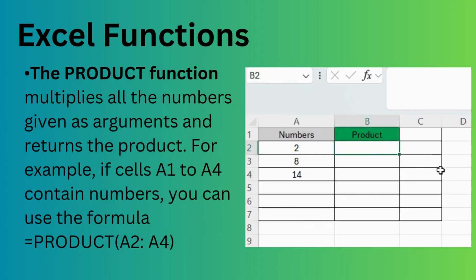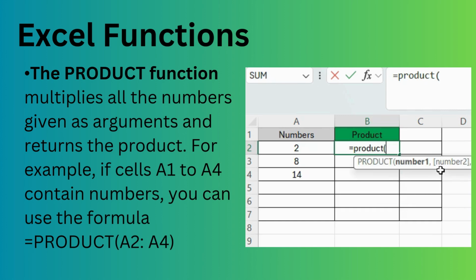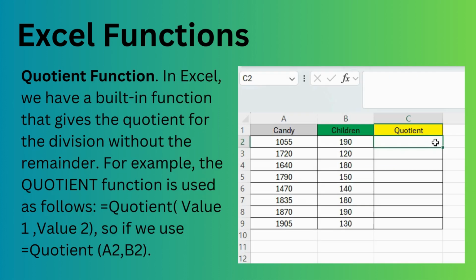The PRODUCT function multiplies all the numbers given as arguments and returns the product. For example, if cells A1 to A4 contain numbers, you can use the formula =PRODUCT(A2:A4). QUOTIENT function. In Excel, we have a built-in function that gives the quotient for the division without the remainder. For example, the QUOTIENT function is used as follows: =QUOTIENT(value1, value2). So if we use =QUOTIENT(A2,B2).